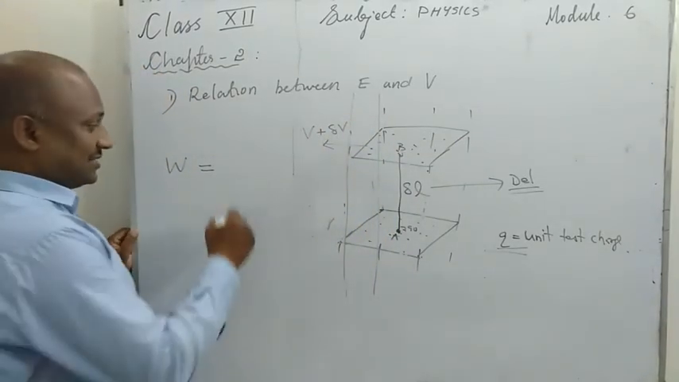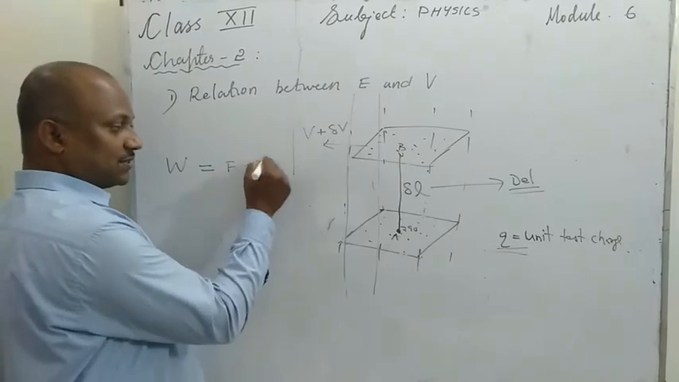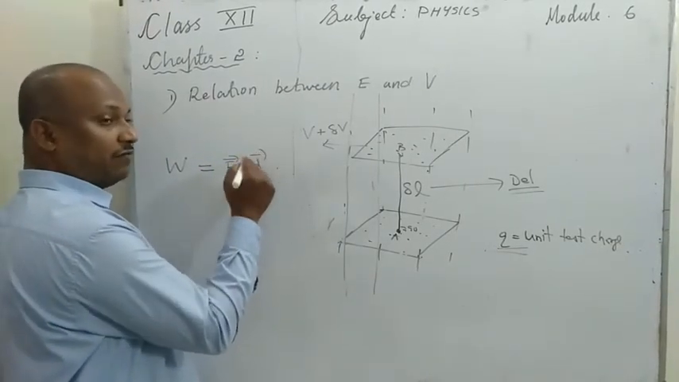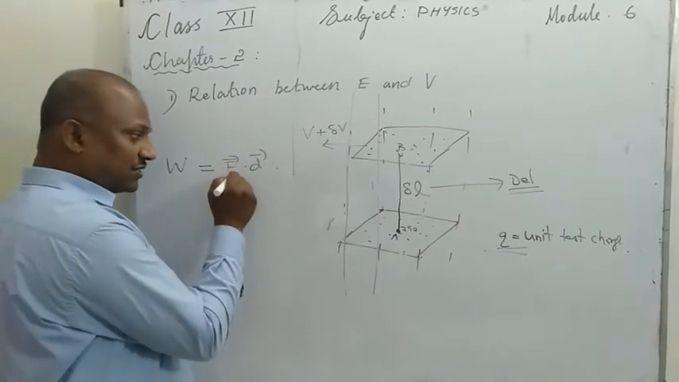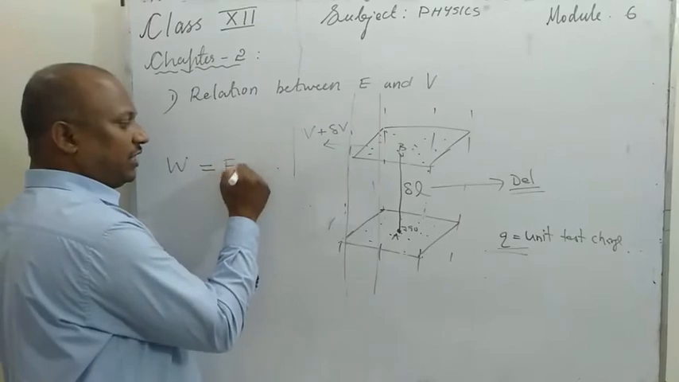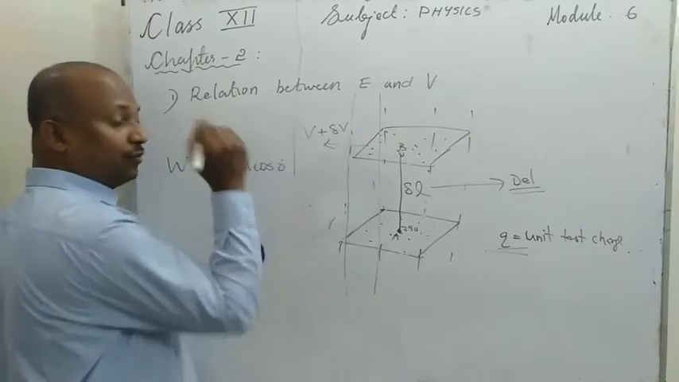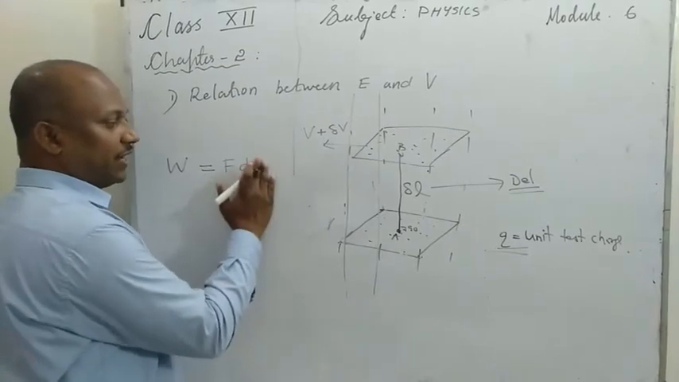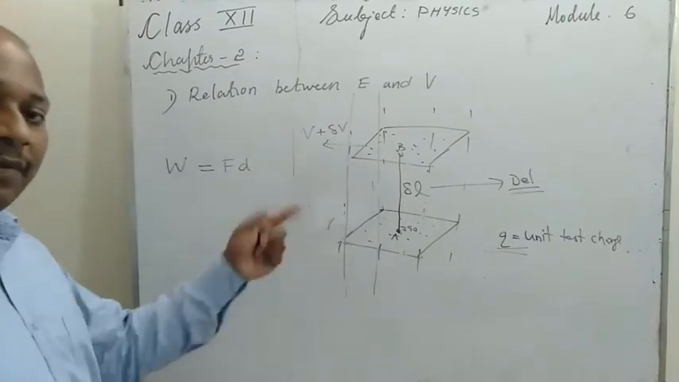And the work done is force into displacement. More clearly, it is force F dot D, F d cos theta. But if the force and displacement are in the same direction, we can write F d cos 0, where cos 0 is 1. So we will simply write F d if both of them are in the same direction.